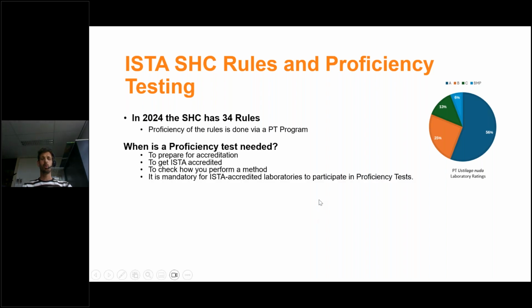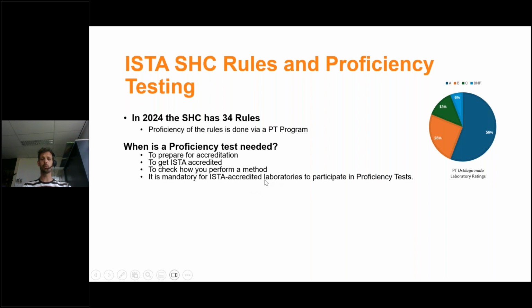And when do you need a proficiency test? Of course, there are different reasons for being a participant in proficiency testing. First, if you're having your own method in house for a certain pest where an ISTA rule exists, then you might apply for accreditation. And before you are accredited, it's good to already be active and try to check your method with the proficiency test. But if you want to be ISTA accredited, then of course it is really necessary that you do a proficiency test participation. It helps you check your own performance of the method.